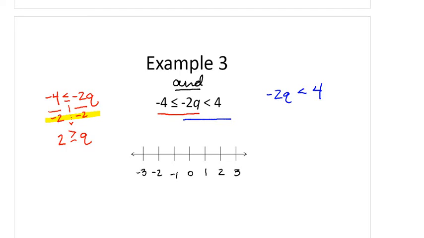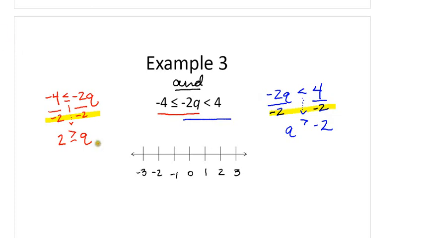And now I'm going to go over here to the blue side. Again, I'm going to have to divide by negative 2 to isolate q. And because I've divided across the inequality by a negative number, as this inequality gets brought down, it's going to change into a greater than sign. And here I have q is greater than negative 2. Alright, so I'm going to go ahead and graph these.